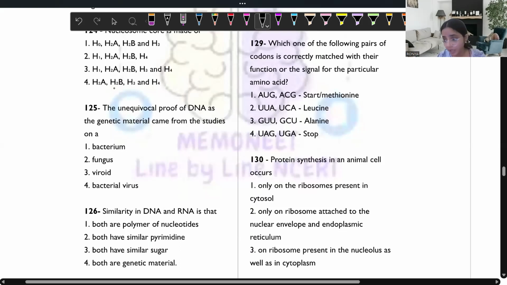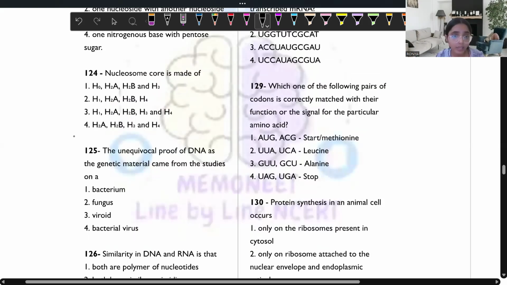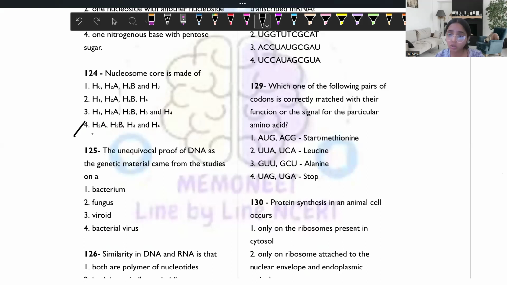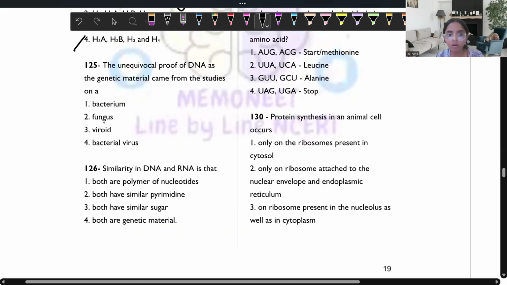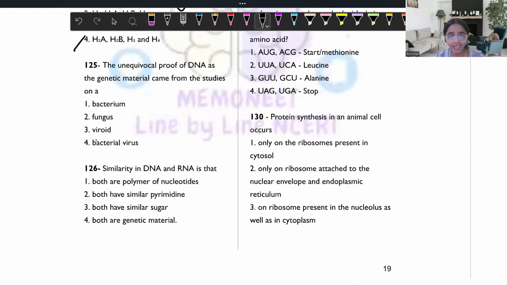Nucleosome core is made up of H2A, H2B, H3, and H4, and not H1. H1 is absent in the nucleosome. Question 125: Unequivocal proof of DNA as the genetic material came from studies of... I know you were thinking Hershey and Chase, but the unequivocal proof of DNA came from studies of bacterial virus, also known as bacteriophage.